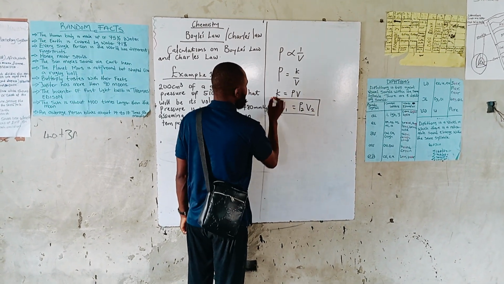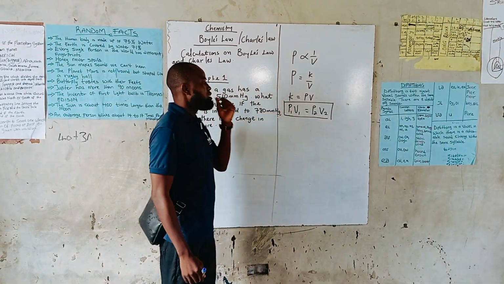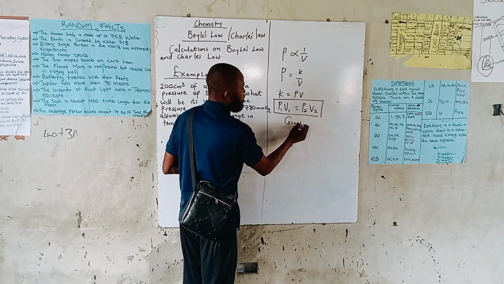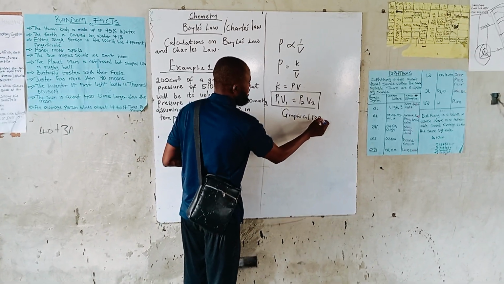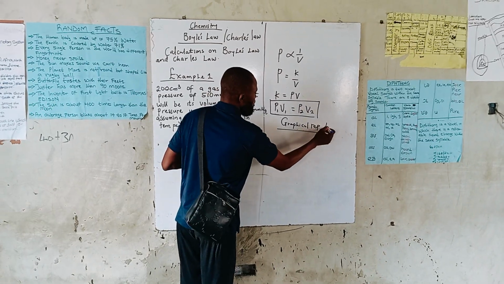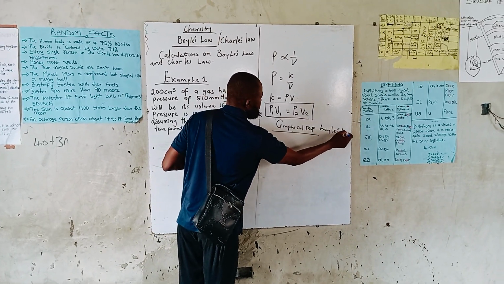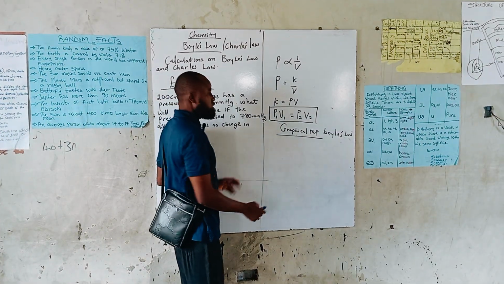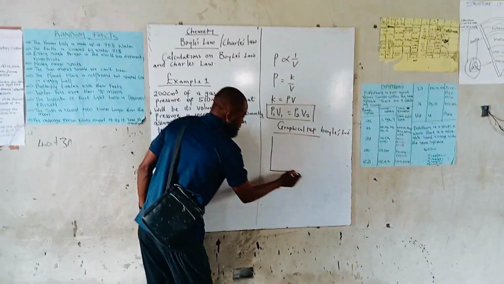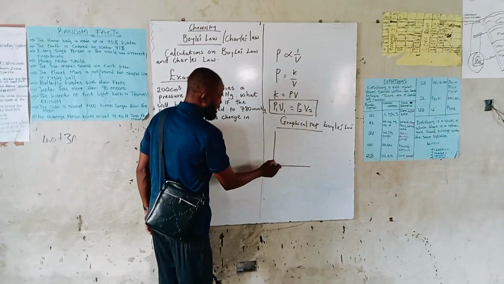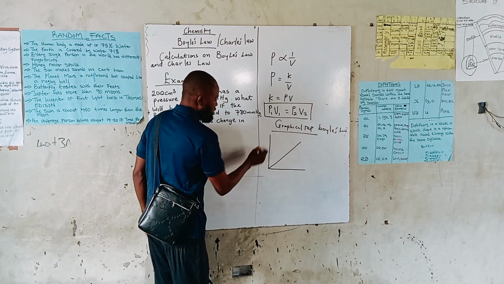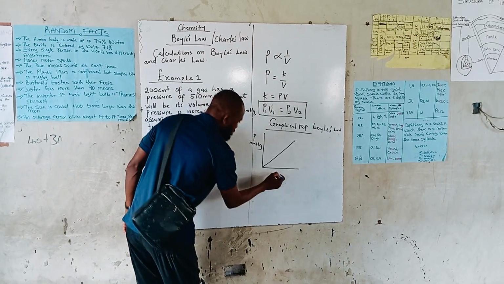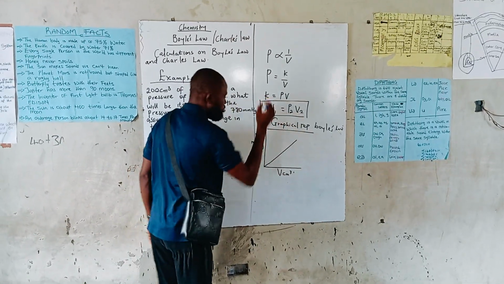That's the formula for Boyle's law. Take note of that. Then from there, we also have the graphical representation of Boyle's law. Everybody must know this. How do you represent Boyle's law in a graph? It's represented by this. Then a line goes through here, and you have P in millimeter mercury and your V in centimeter cube.